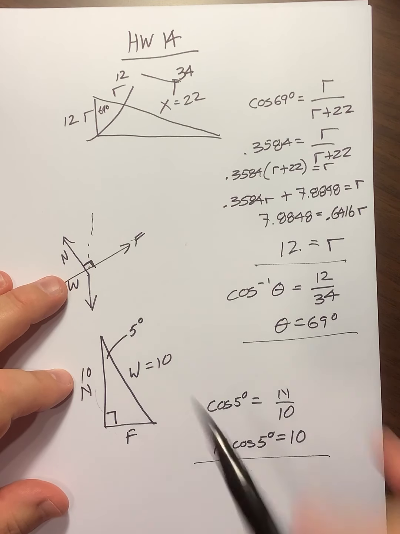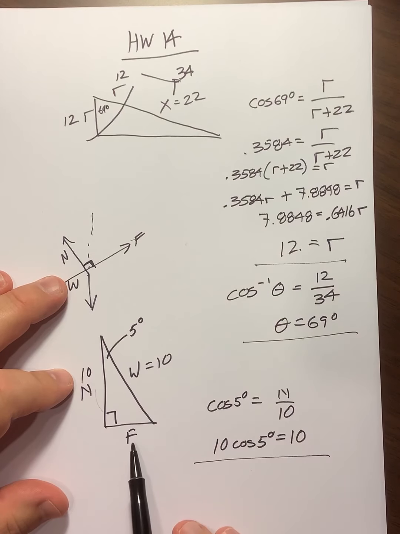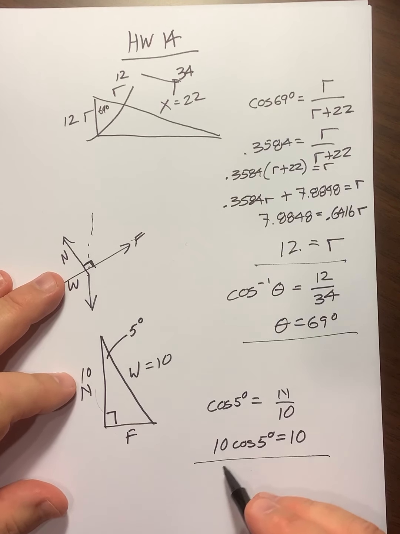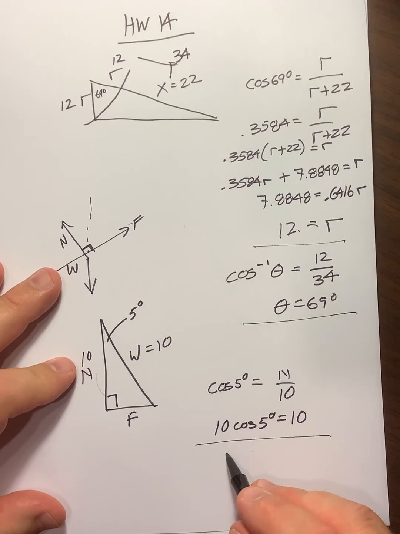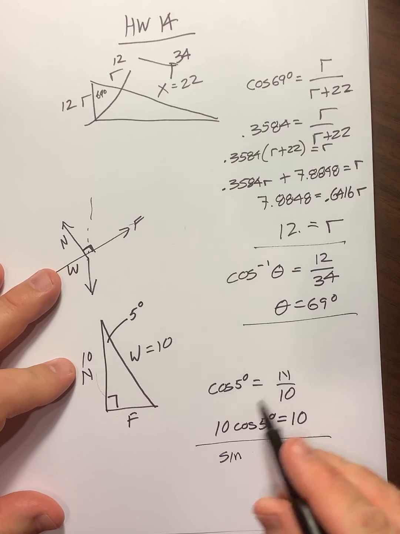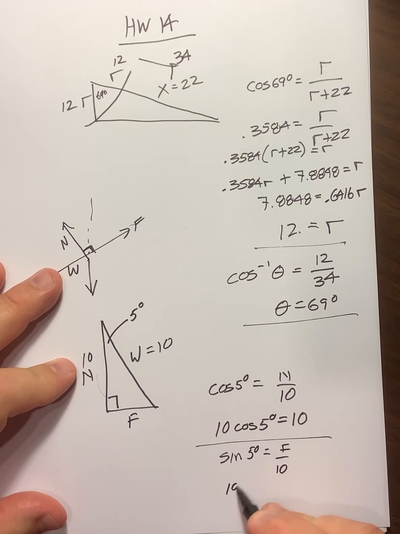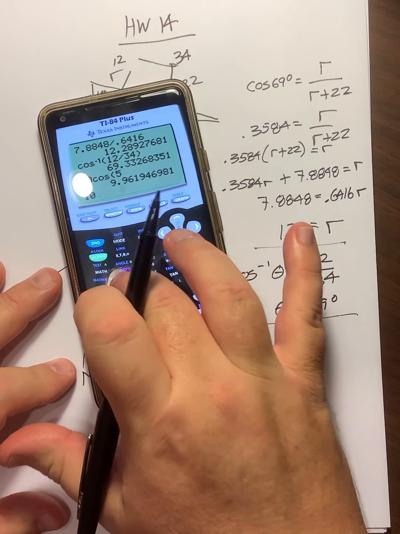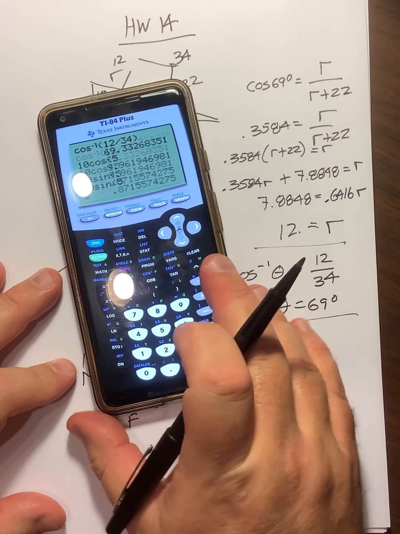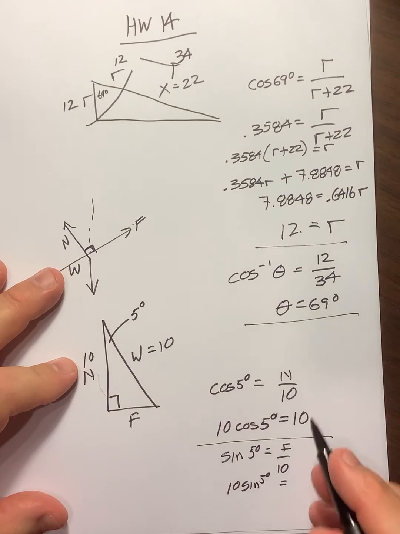And again, why? Because this is so tiny. This is going to be a very small amount. But let's figure it anyway, just so we can say we did it. So sine of 5 degrees equals f over 10. 10 sine 5 degrees is 0.87, which rounds to 1.